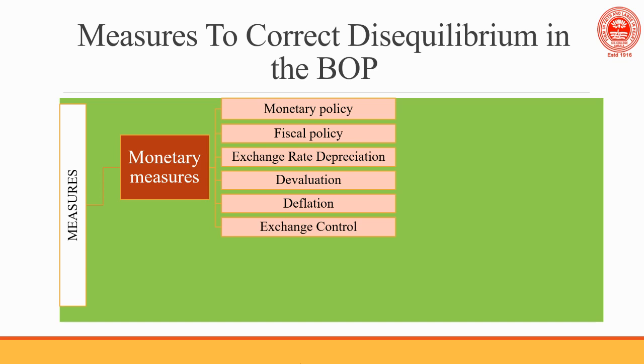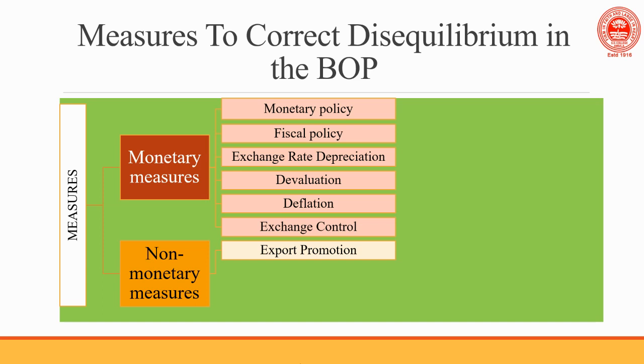Now, talking about some non-monetary measures for correcting the disequilibrium, the very first non-monetary measure could be export promotion. To promote exports, the country may adopt some measures to stimulate them, like the export duties may be reduced to boost the exports, some kind of cash assistance or subsidies might be given to exporters, or, for example, any goods that are meant specifically for export can be exempted from different types of taxes.